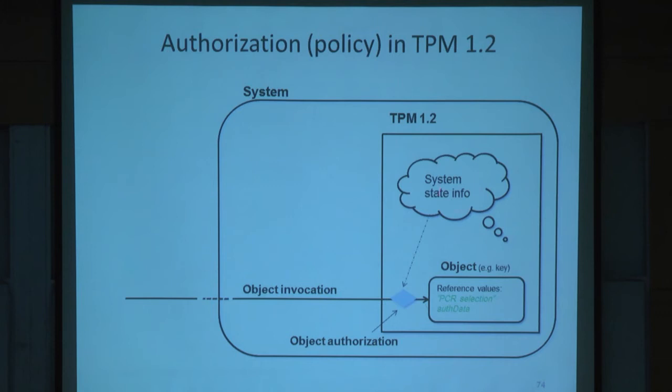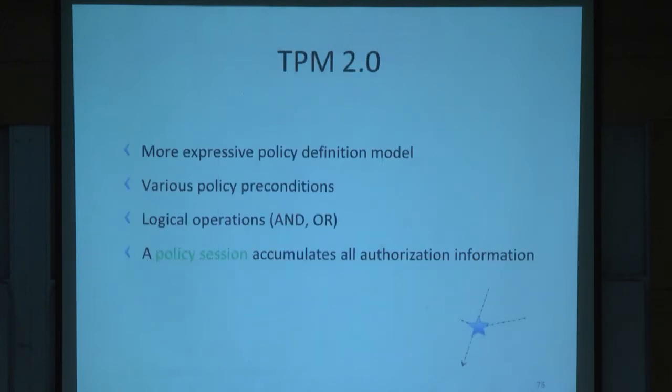So the PCR information is part of the system state information. They come from the set of PCRs the TPM has, and the password of course comes from the outside. So this is the standard way TPM 1.2 works.